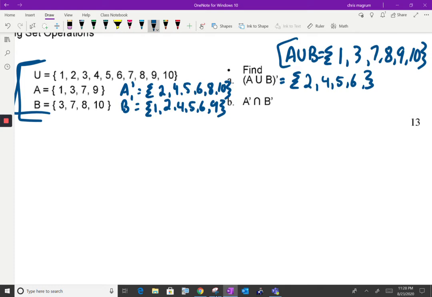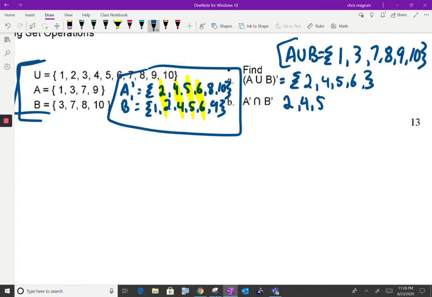Now we want what's not in A and also not in B. So basically, what do these 2 have in common? So maybe I'll use my highlighter if it'll work. They both have a 2, they both have a 4, a 5, a 6, and that's it. So 2, 4, 5, 6. So that's what's not in A, and also what's not in B. So it's what those 2 things have in common, 2, 4, 5, and 6.